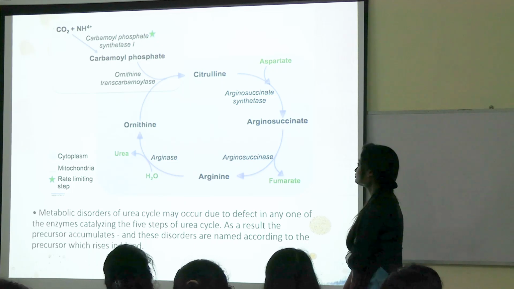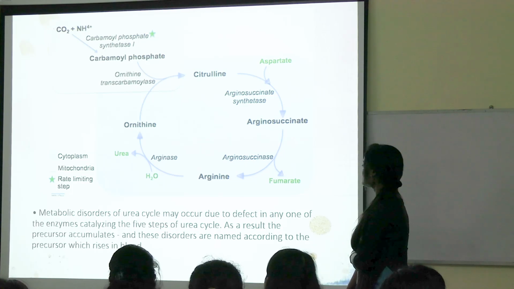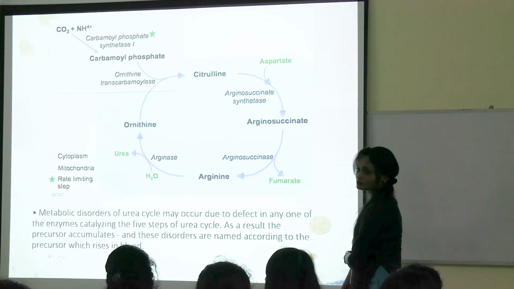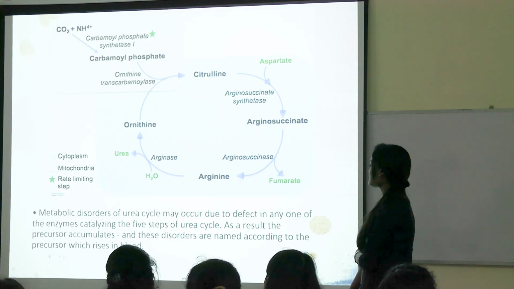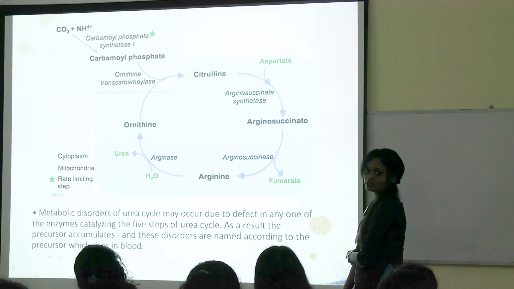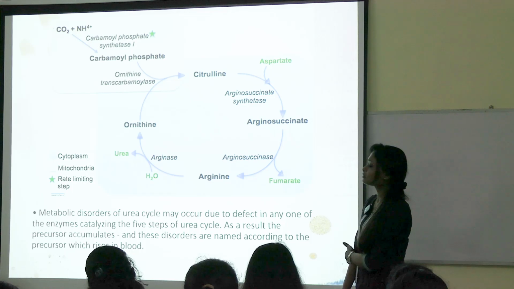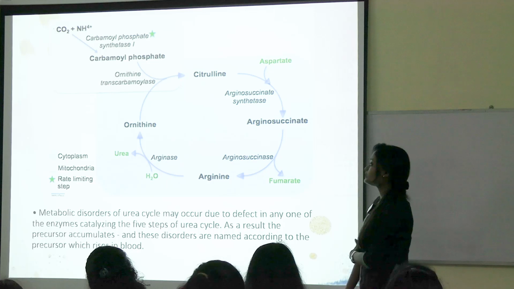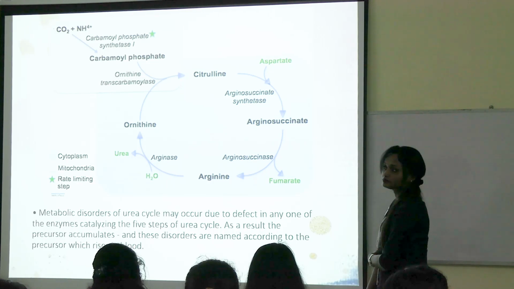Metabolic disorders of the urea cycle may occur due to defect in any one of the enzymes catalyzing the 5 steps of urea cycle. As a result, the precursor accumulates and these disorders are named according to the precursor which rises in the blood. There are 5 steps in urea cycle. The sky color portion is happening in the cytoplasm and the pink color portion is happening in the mitochondria of the liver cell.